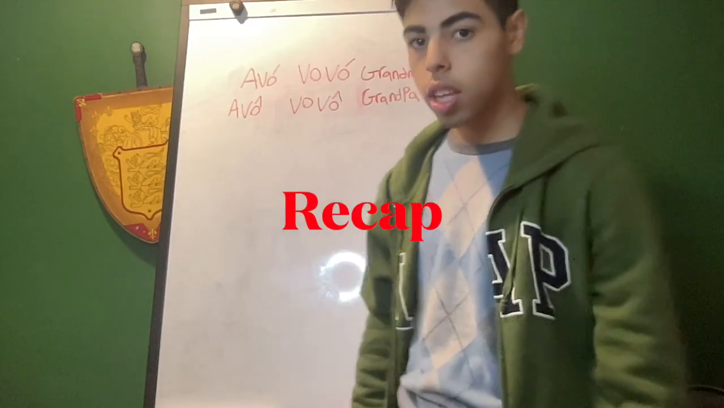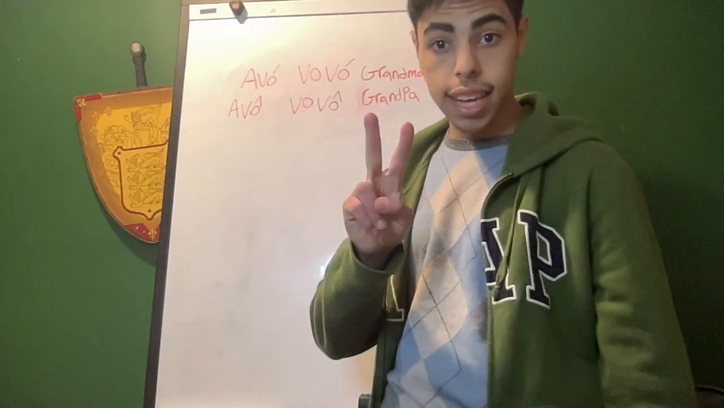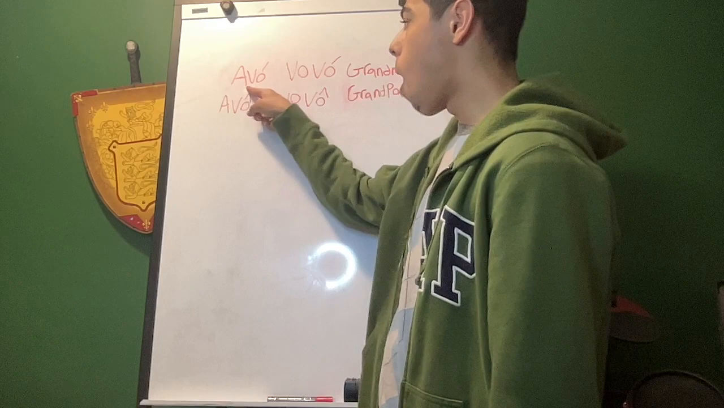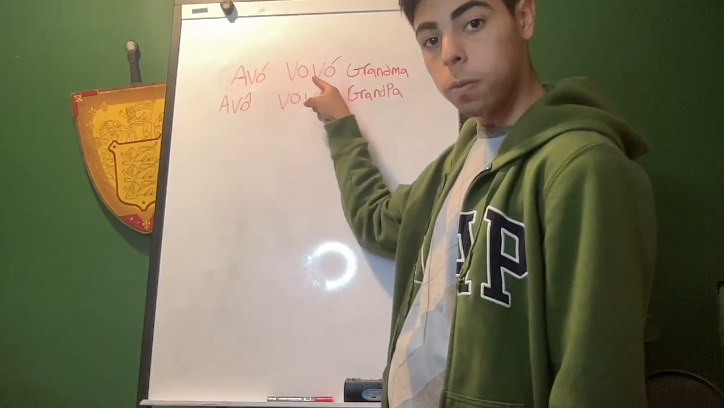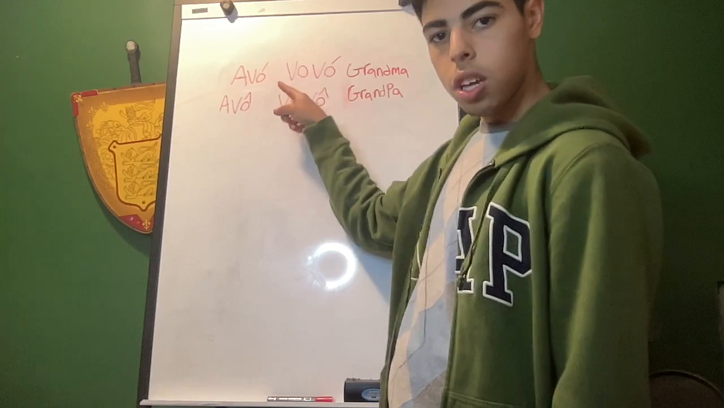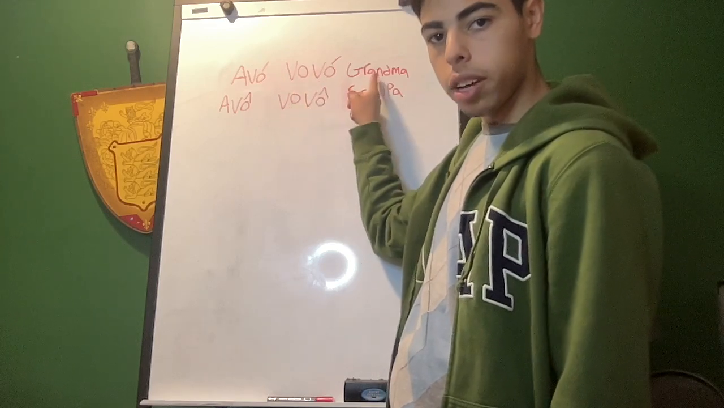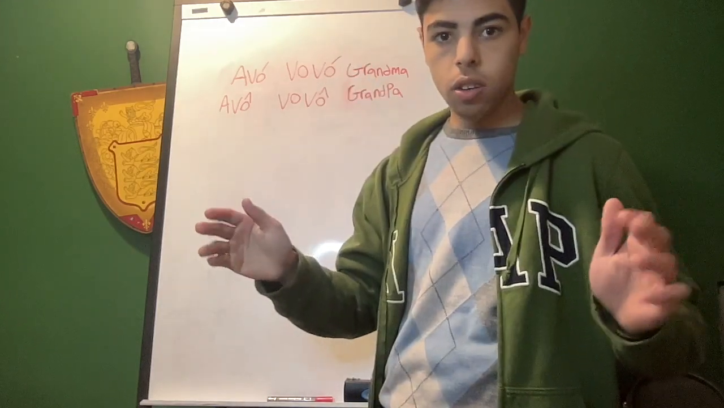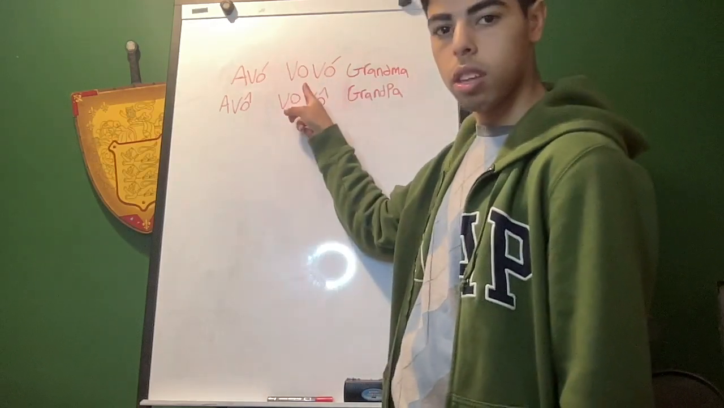Recap. Grandma in Portuguese, two ways to say it: avó, or you could say vovó. That means grandma. And remember, that's the more wide and open sound at the end right here, not at the first one.